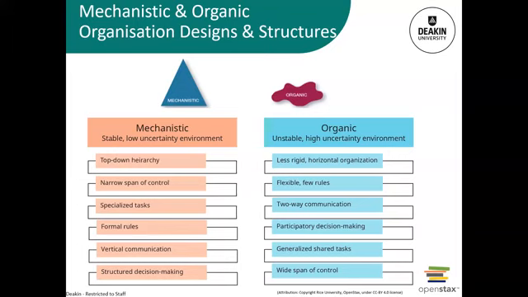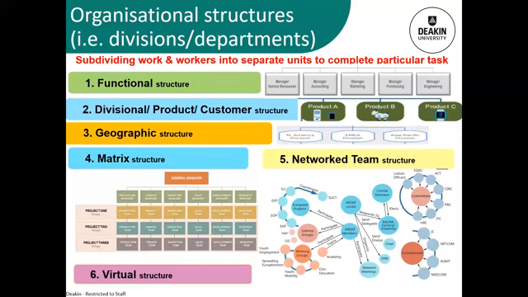Now, again, when we're focusing on the mechanistic type of structure, this is where we can look at how they can divide the workers to complete those organizational goals. So again, how they complete their tasks within that sort of structure. And so we can look at departmentalization, which is one way that organizations can do that, or divisions, how they subdivide their work and workers to complete those particular tasks. So if we go through these and just explain it a little bit further.